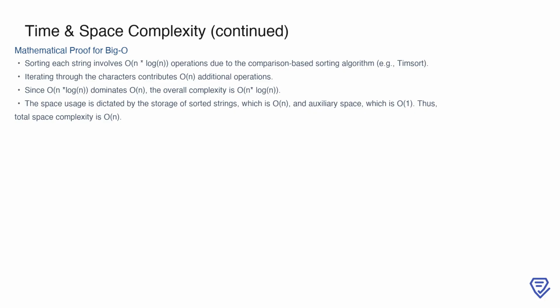For space complexity, the sorted copies of the strings take O(n) space, while auxiliary variables use only O(1) additional space. Therefore, the total space complexity is O(n). This analysis confirms that the solution is both time efficient and space efficient for the problem at hand.